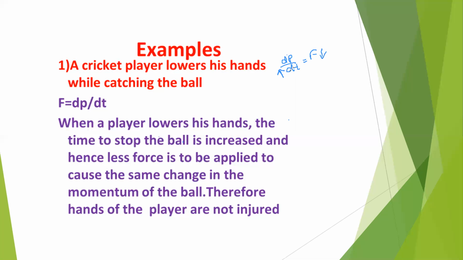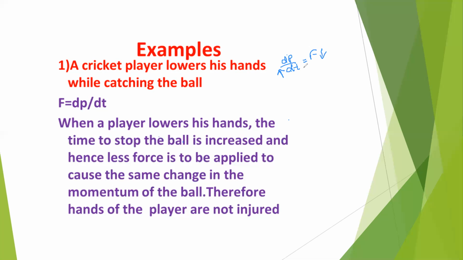See here, you can see that time and force are inversely proportional. Correct? So when they are inversely proportional, if the time is increasing, the force will be less. That is, dp by dt is equal to F. Here dt is more, which means the force will be less. Sorry, time is more, therefore force is less.